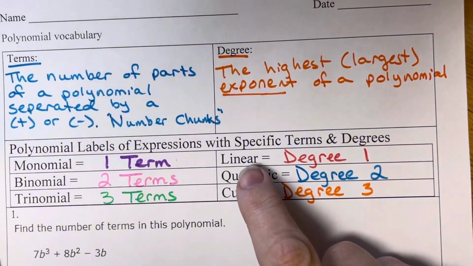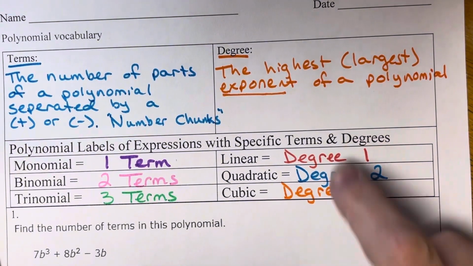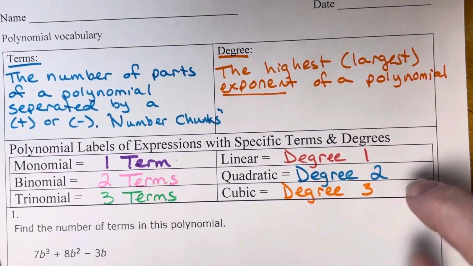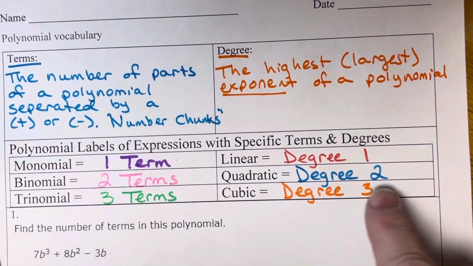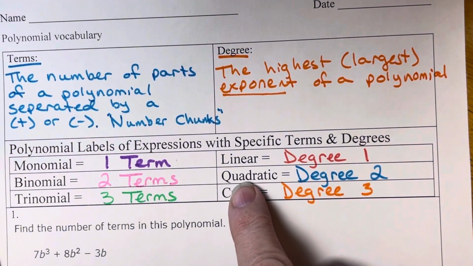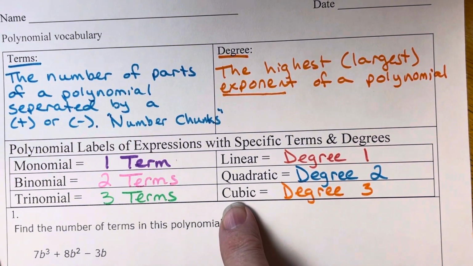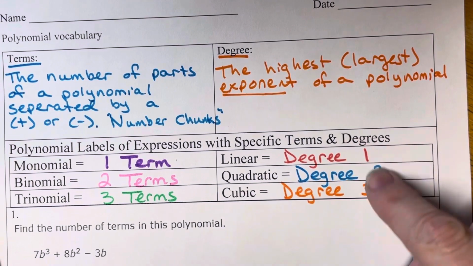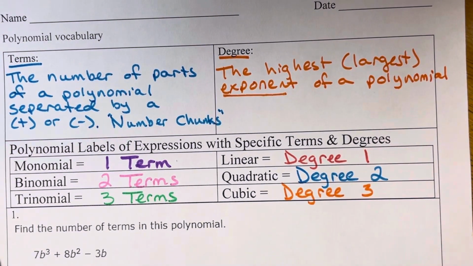If you are given words such as linear, quadratic, or cubic to describe your polynomial, then we're looking at the degree. So if you have a degree of 1, your polynomial is linear. If you have a degree of 2, your polynomial is quadratic. And if you have a degree of 3, your polynomial is cubic. If you have a degree higher than this, then that's not a name that we have available for you to use right now.